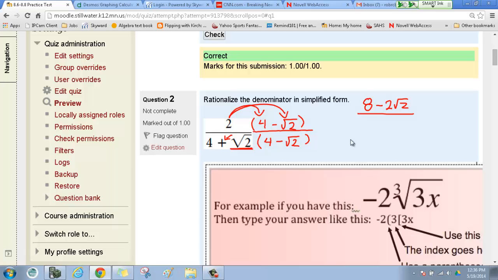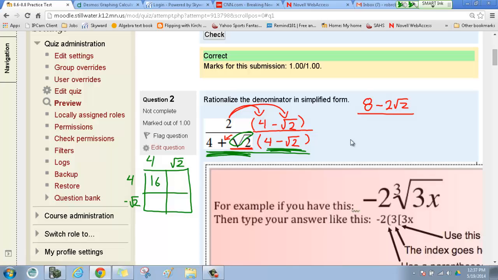Now let's figure out what our bottom is. We're going to do this one in green, and make a little box to do it. I'm going to take this part right here, 4 plus square root of 2, and put the 4 minus square root of 2 on the side. Remember, our goal is to get rid of the radical on the bottom, so hopefully there will be no radicals in the end.